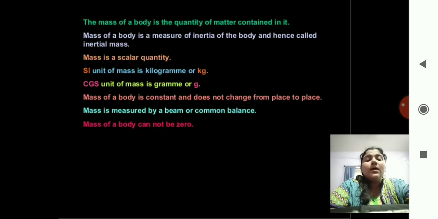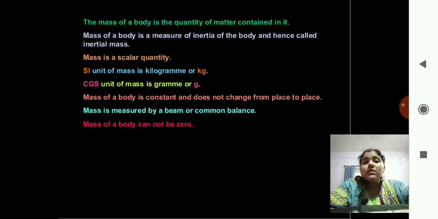Next is the mass of the body, which is the quantity of matter contained in it. Now here we have come across the concepts of mass and weight. What is mass and what is weight? We have the two terms over here. What is the main difference between mass and weight?